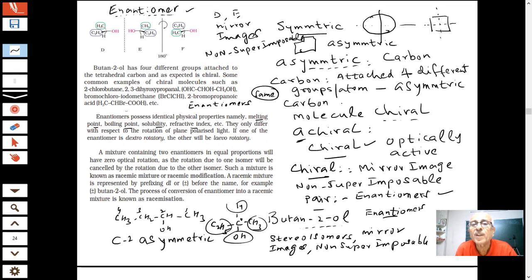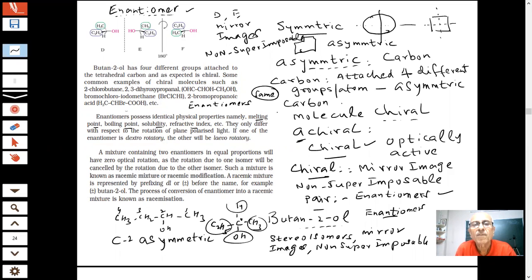Tell me, what is the difference in enantiomers? All the physical properties are the same. Then what is different? One rotates the plane. Sir, they can't superimpose. How will I know experimentally what I am talking about? Sir, they are optically active. They differ in the rotation of plane polarized light.